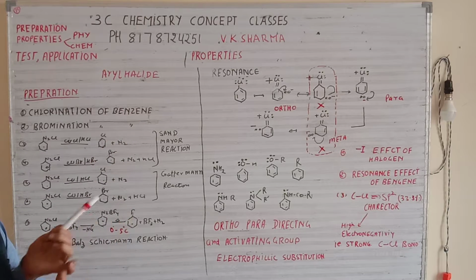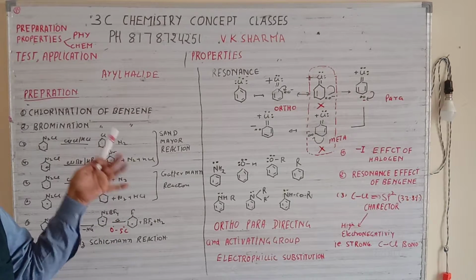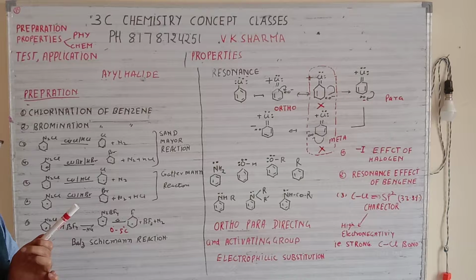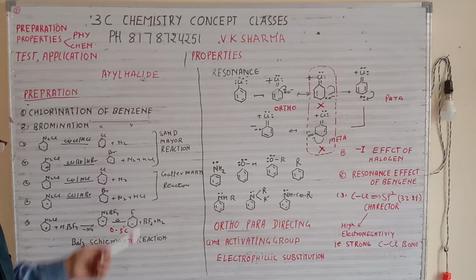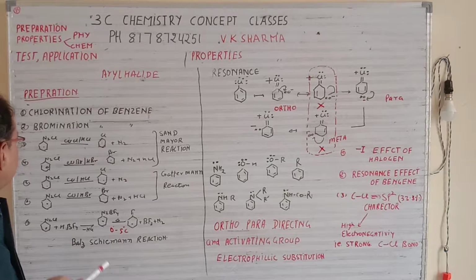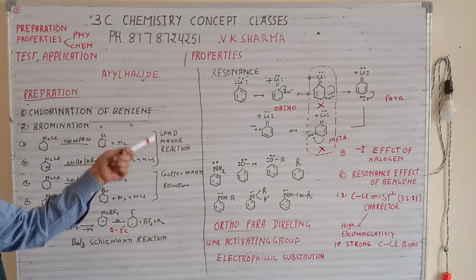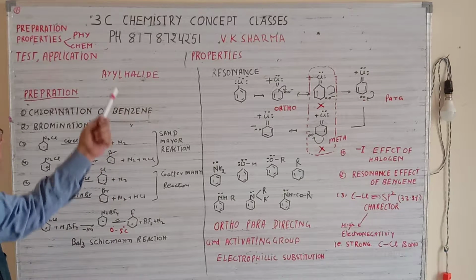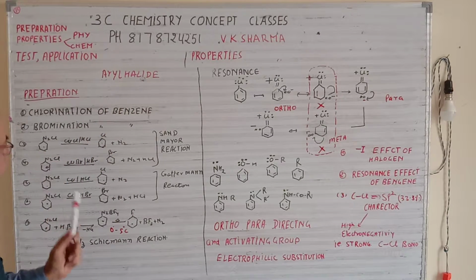When you react benzene with Cl2 in the presence of FeCl3, that will give you chlorobenzene. In the same way, you react with Br2 in the presence of FeBr3, that will give you bromobenzene. This is a previous topic, so I am not writing these reactions, I am just writing the heading of the reaction. So chlorination of benzene, bromination of benzene gives you aryl halide, meaning halogen on the benzene ring.